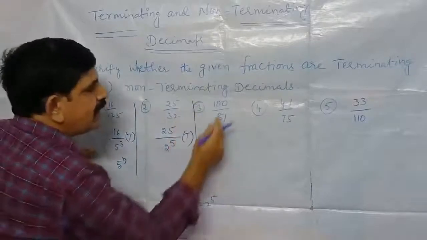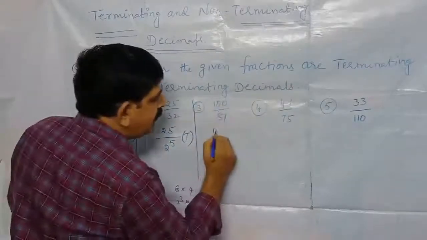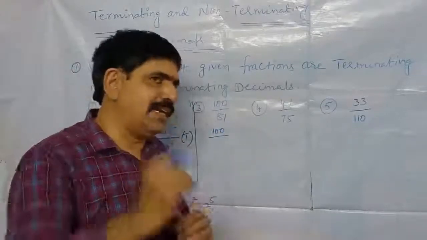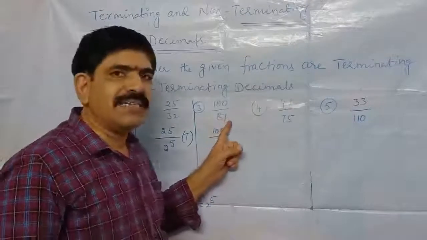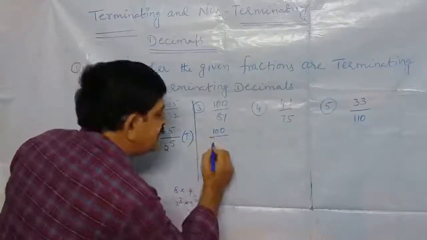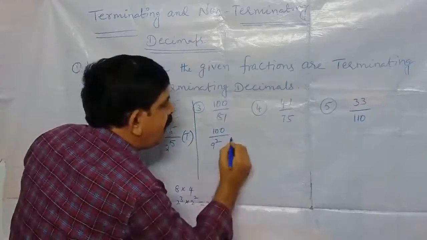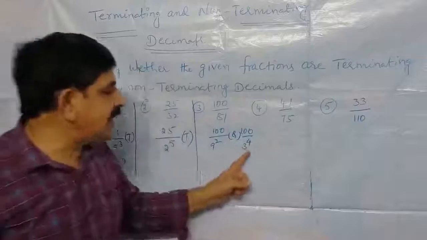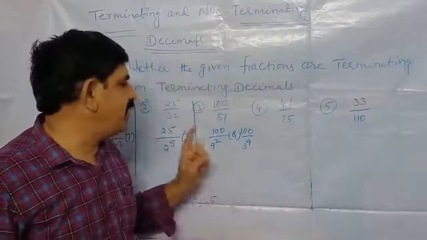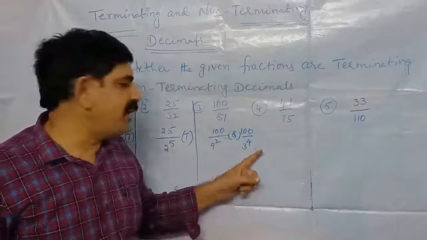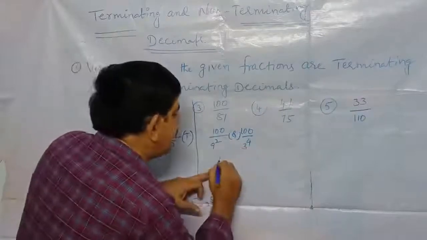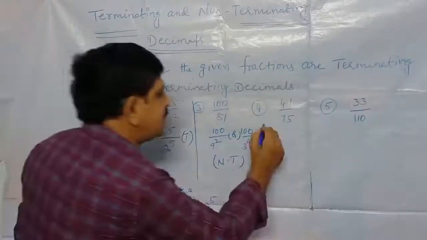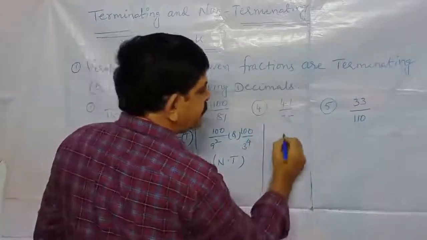Next, third one, 100 by 81. So 81 can be written as 9 square. So this can be written as 100 by 3 to the power of 4. So this 3 to the power of 4 is not in the form of 2 to the power of m or 5 to the power of n. Therefore, it is non-terminating decimal. Okay. Next one, 41 by 75.